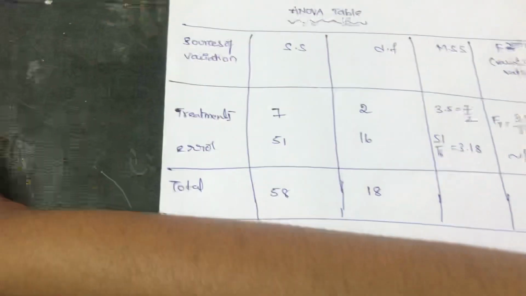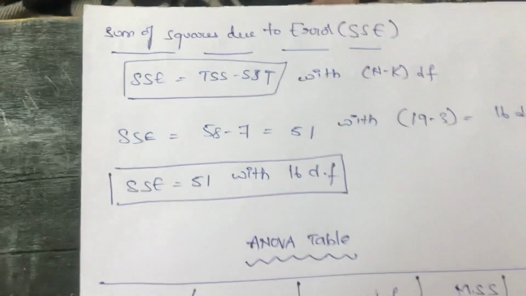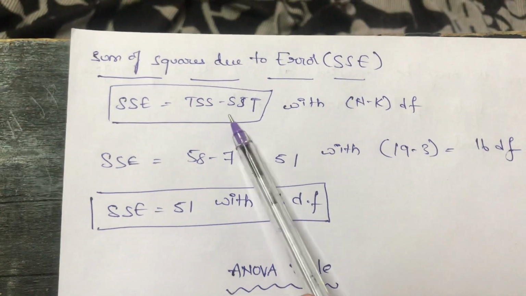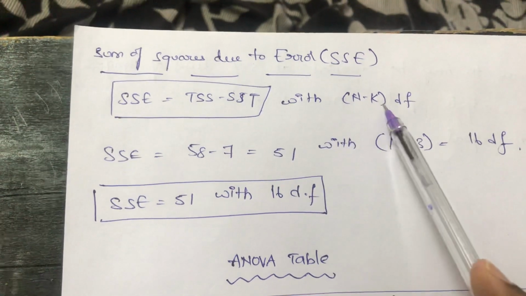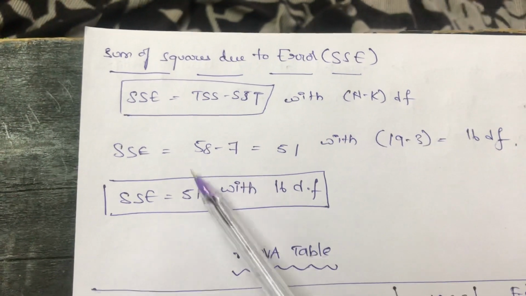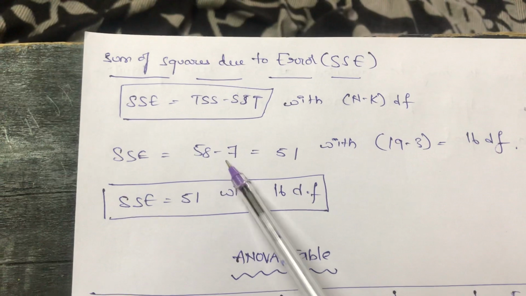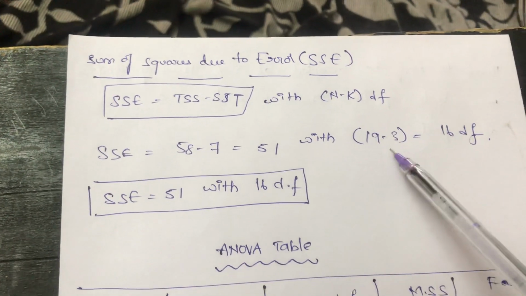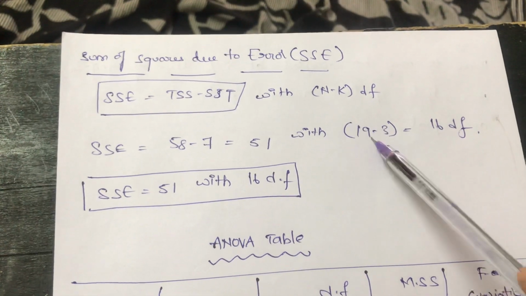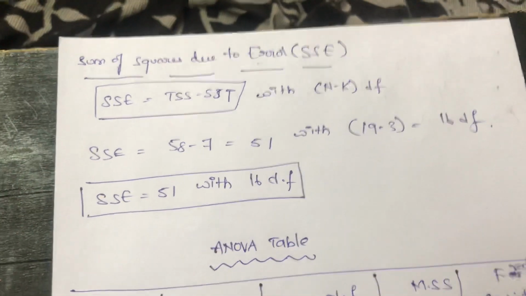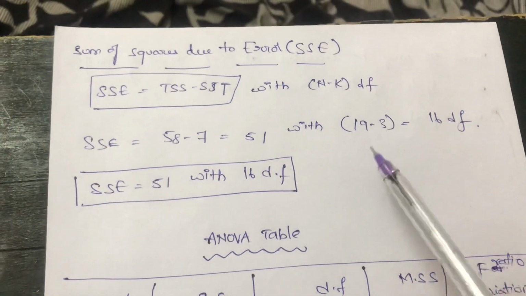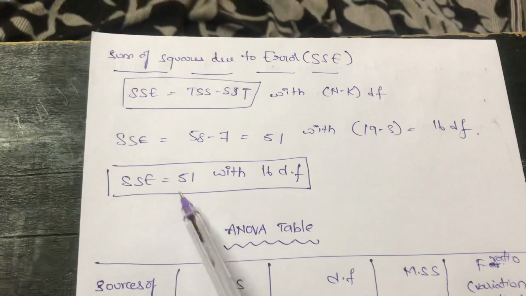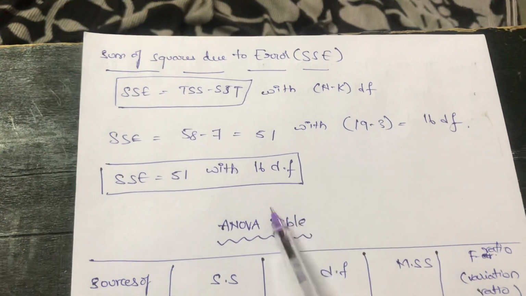After that we have to calculate the sum of squares due to error. SSE is equal to TSS minus SST, with n minus k degrees of freedom. So SSE is equal to 58 minus 7, which is 51, with 19 minus 3. 19 is the n value, and k means how many treatments are there? 3 treatments are there. So 19 minus 3 is equal to 16 degrees of freedom. Sum of squares due to error is equal to 51 with 16 degrees of freedom.